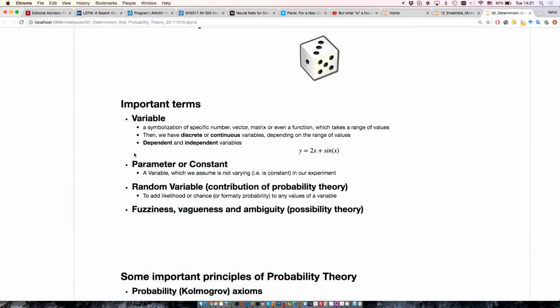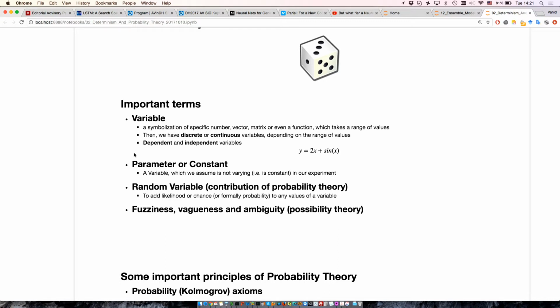So there are many terms. From now on, I will just shoot you a lot of keywords, and we can talk about them later or now if you like. For example, the first thing is: what is a variable? For me, this is not a formal definition. A variable is a symbolization of a specific number, vector, matrix, or even a function, which takes a range of values. A variable varies, right? It can be a matrix, it can be a vector. You don't always need to have a single number. But it's changing.